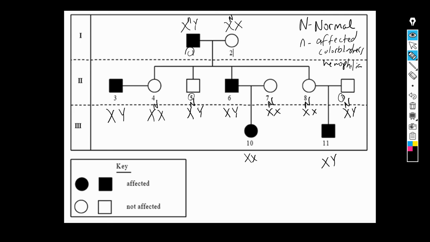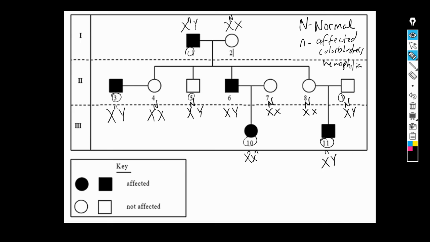The other thing I can do is look at my males who are affected, like individual 1. Individual 3 is like that. I can give individual 3 a little n, and I can give individual 11 a little n, because number 11 is affected as well. Number 10 is one of those rare unique cases where I have an affected female. So the only way she can be affected is by having 2 lowercase n's.